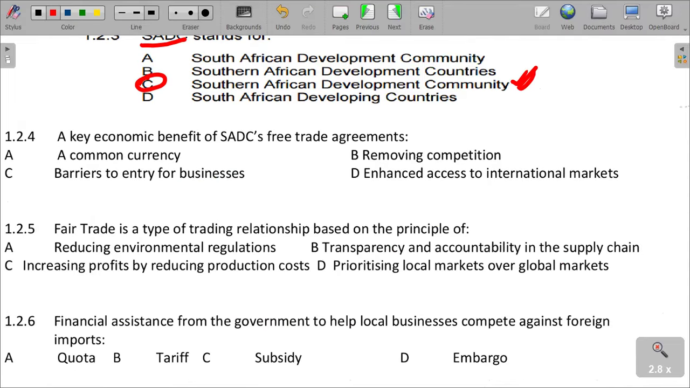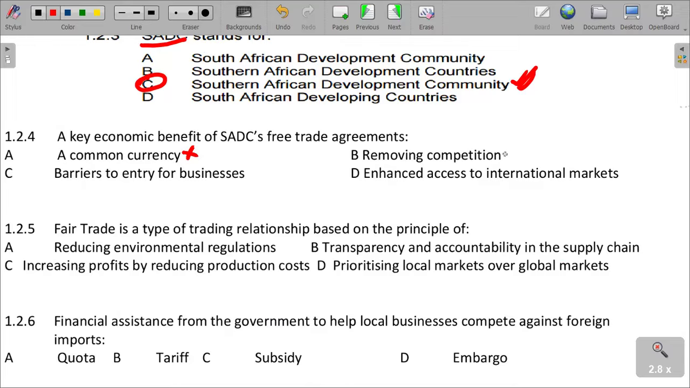A key economic benefit of the SADC free trade agreement. What is a key economic benefit of SADC's trade agreement? When you look at the Southern African Development Community's free trade agreement, how does it benefit the countries? It actually allows one common currency. We don't have a common currency. Countries in Southern Africa use different currencies: South African rands, Botswana pula, the Zimbabwean dollar, the Namibian dollar. All of them have their own currency.